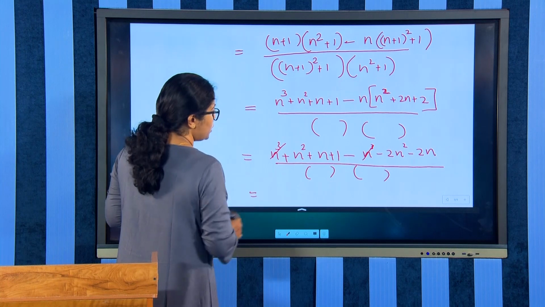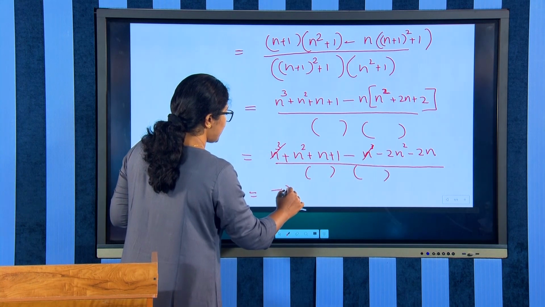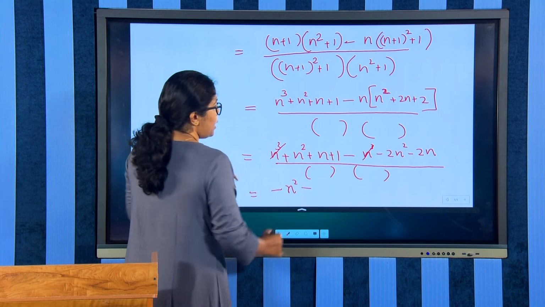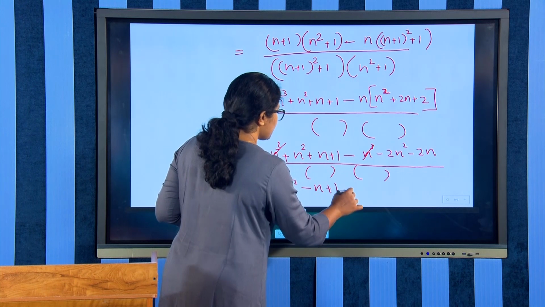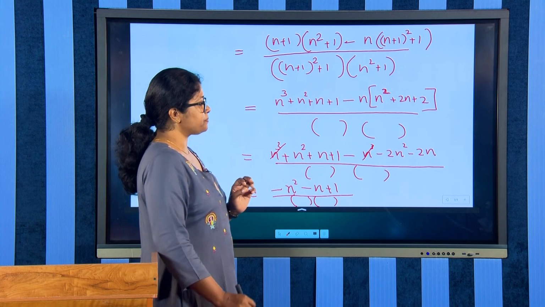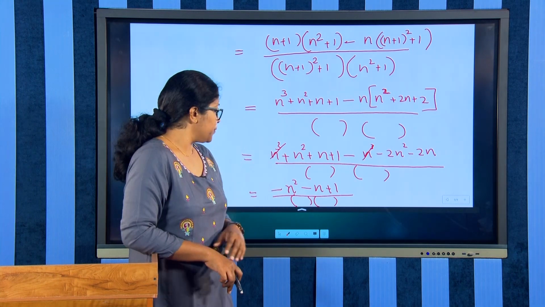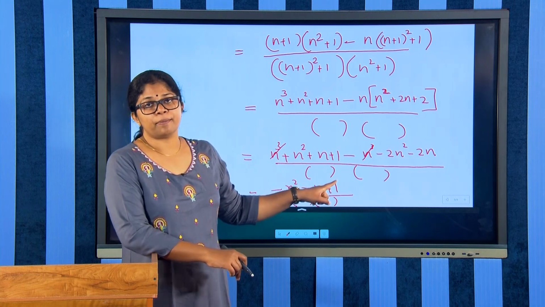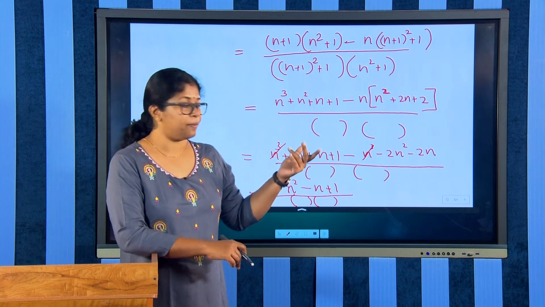So, that is equal to n square minus 2n square, you will be getting negative n square, plus n minus 2n, you will be getting negative n plus 1 all together on the denominator. Now, let us see whether this is positive or negative. Where does n start from? N definitely starts from 1 to infinity because n is a natural number.